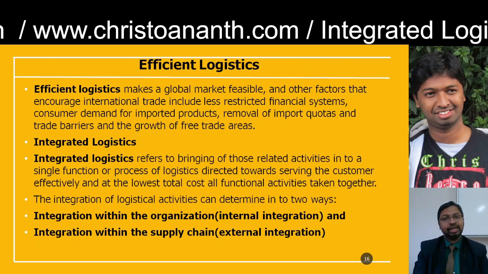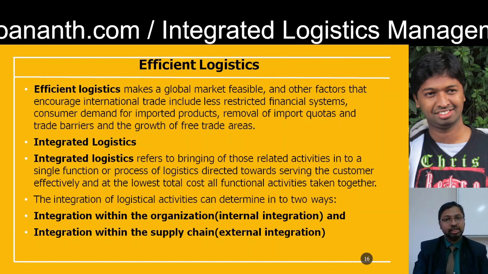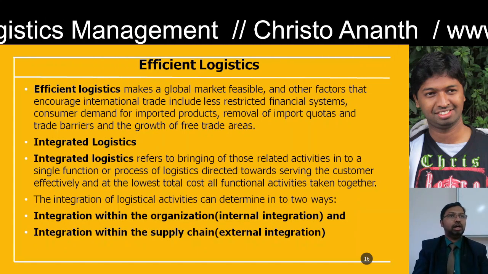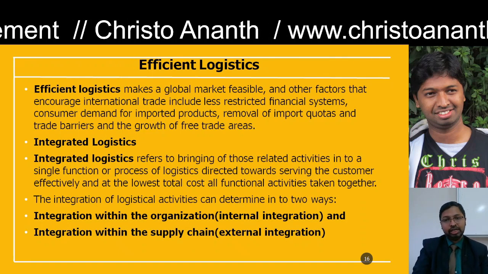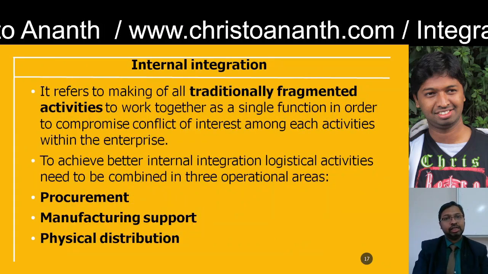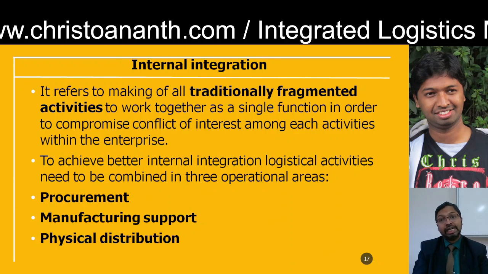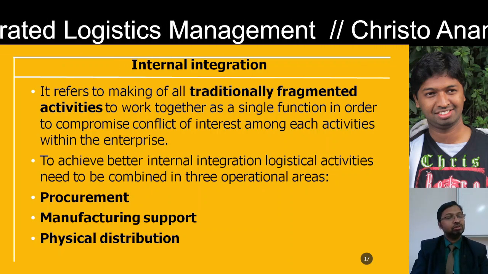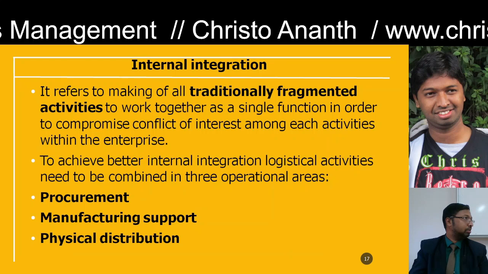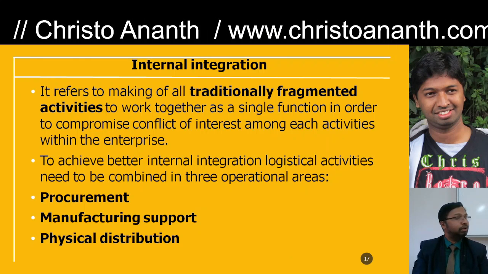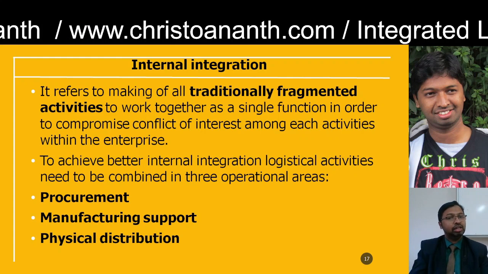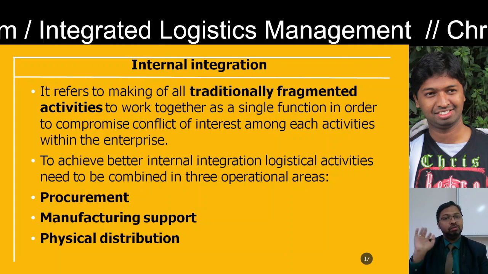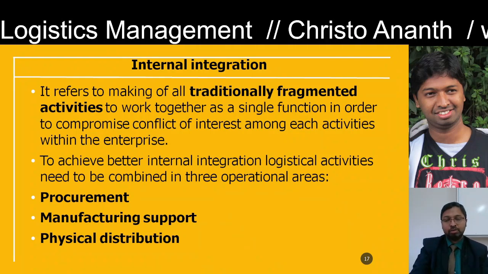Integration can happen as internal or external integration. Integration within the organization is internal integration, and integration occurring within the supply chain is external integration. Internal integration is all about making use of all traditionally fragmented activities and binding them together to work as a single function. That reduces the conflict of interest among several activities. To achieve better internal integration, you have to combine procurement, support for manufacturing, and physical distribution. So everything should be there. Most important is procurement analysis, or procurement logistics.